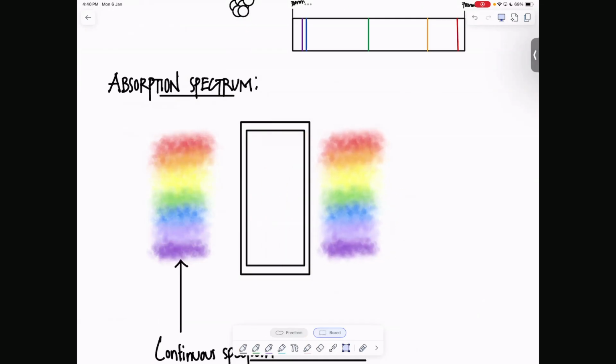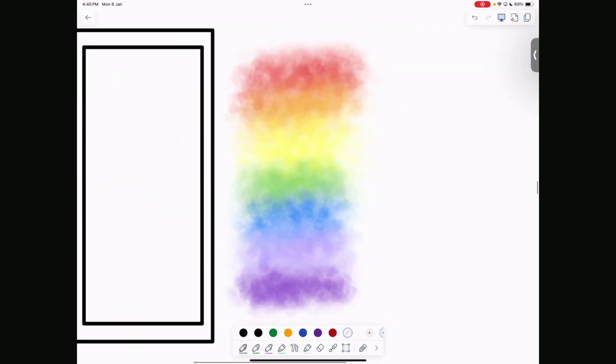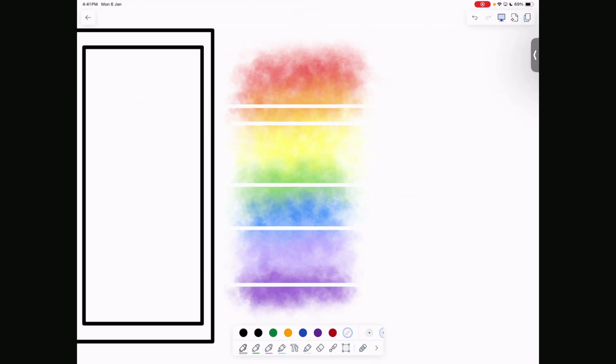Once it comes out from here, you'll notice that there are some white lines showing up here. Can anyone tell me why these white lines are there? Yes, these were the colors that hydrogen absorbed, and hydrogen has nothing to do with the other colors. It only absorbs the colors it needs. And this spectrum that you get here is known as a what spectrum?